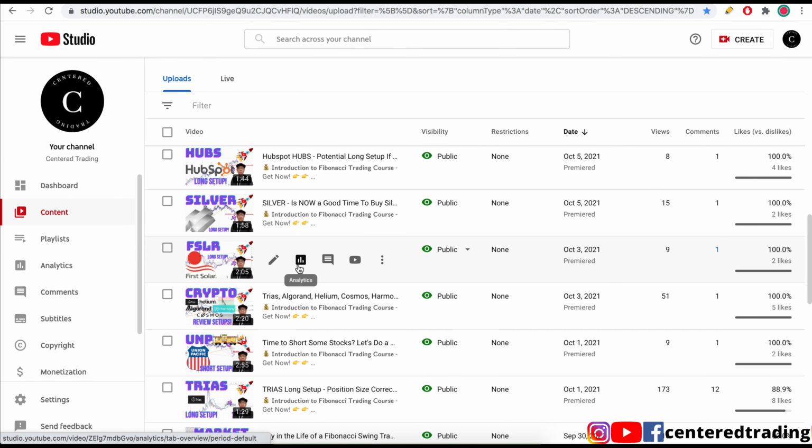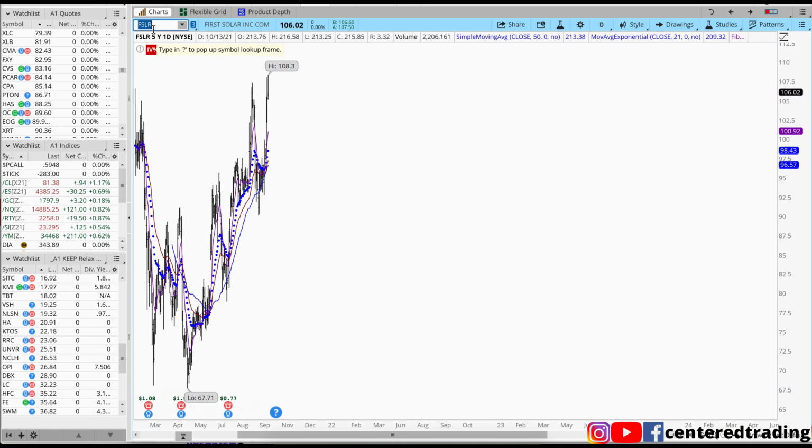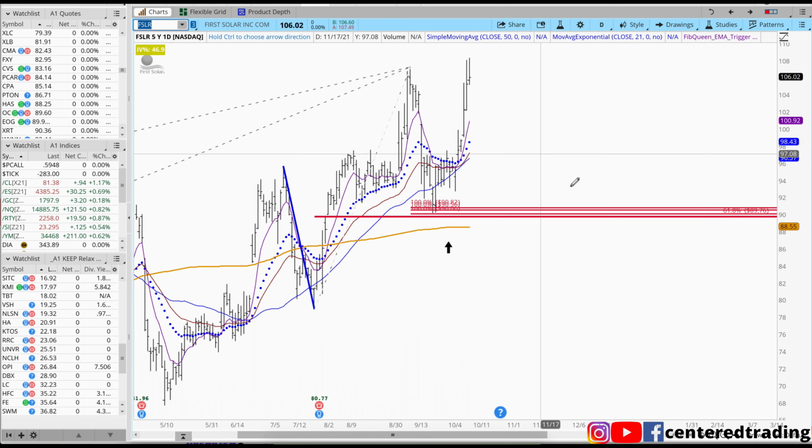Next on the list was First Solar. First Solar is performing really well. When we gave out a recommendation, I think that was on the 3rd, 2nd or 3rd October. Since then, it has taken off nicely.